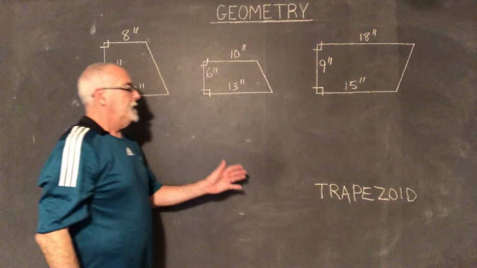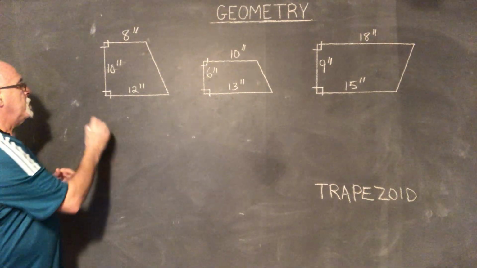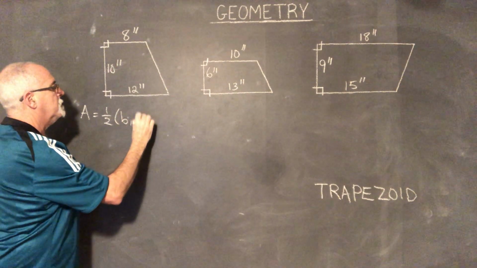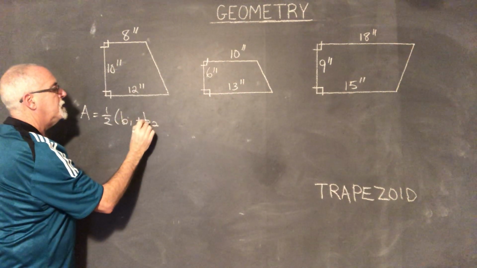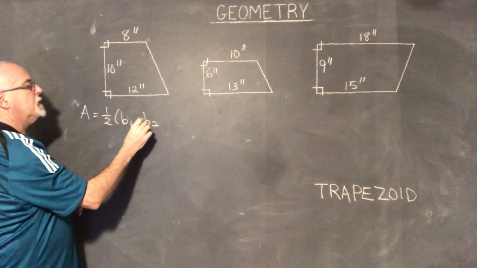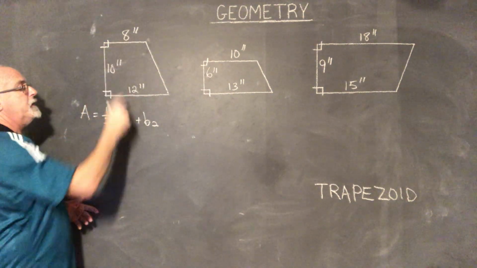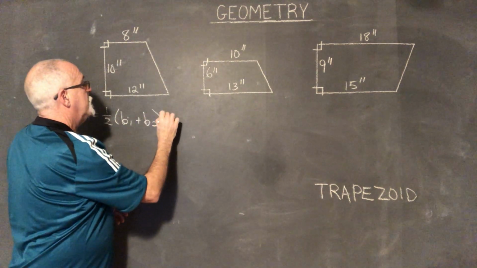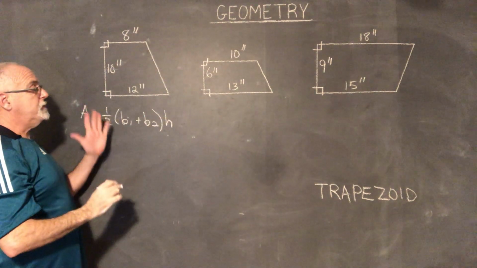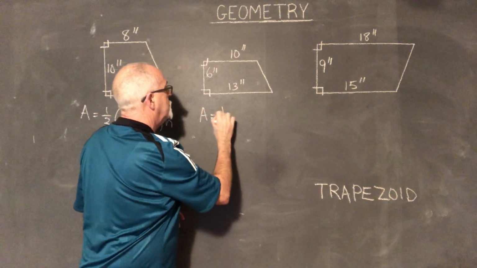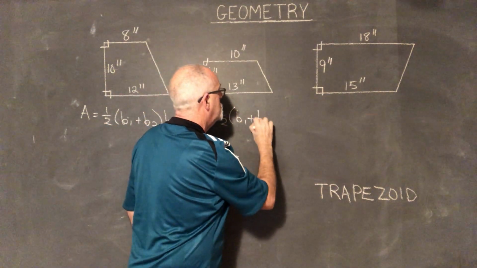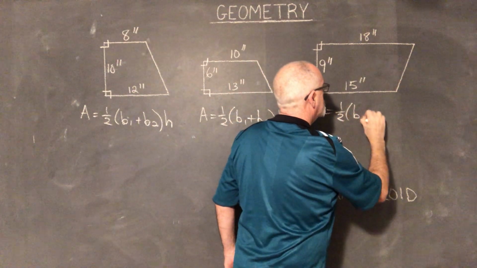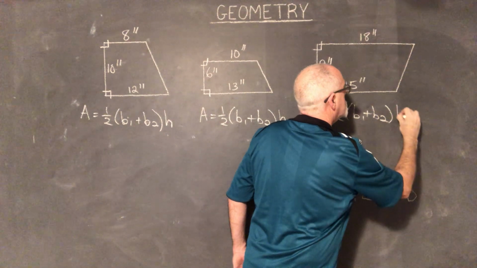There. Okay. The area formula is area equals 1/2 times, in brackets we put B1 plus B2, which means base 1 plus base 2. And it really doesn't matter which one you call base 1 and which one you call base 2, but they have to be opposite each other, they have to be parallel. Times the height. The height's involved too. So I'm doing that for all 3. Area equals 1/2 B1 plus B2, in brackets, times the height.